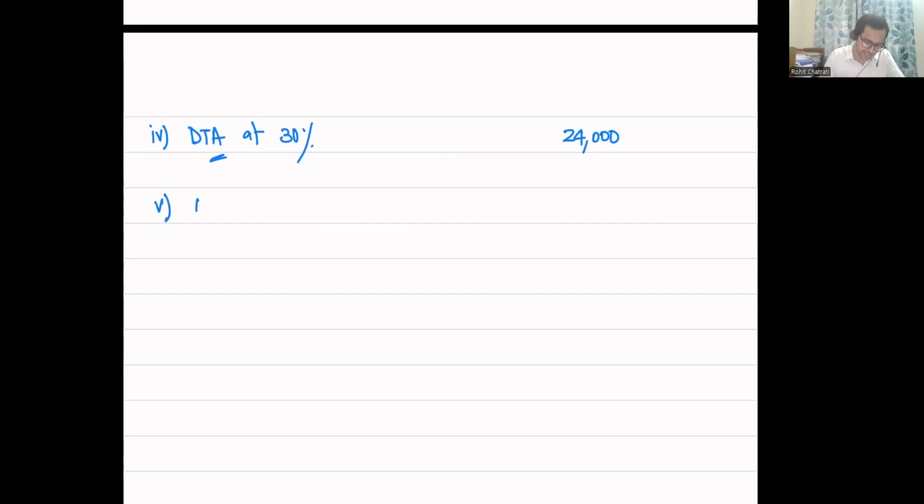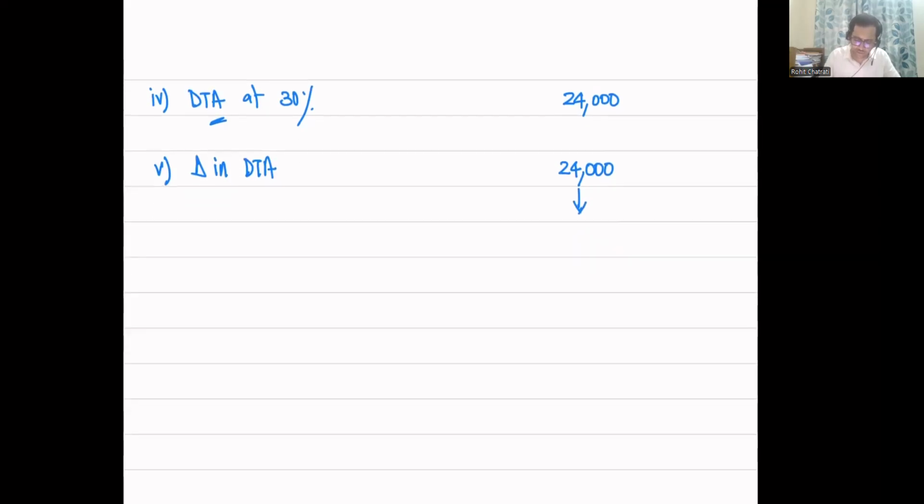The next step is the change in DTA. All right, do I have any DTA already recognized? The answer is no, because this is the first year. So the change in DTA is also going to be equal to 24,000, and this is going to be a benefit.